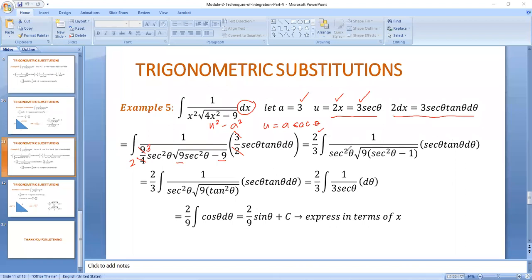Now, you see this secant squared and this secant here, we cancel this. We take out 1, so only 1 secant is left there. This 9 under the square root sign will be 3. So it will be multiplied with this 3 here, giving you a 2 over 9.